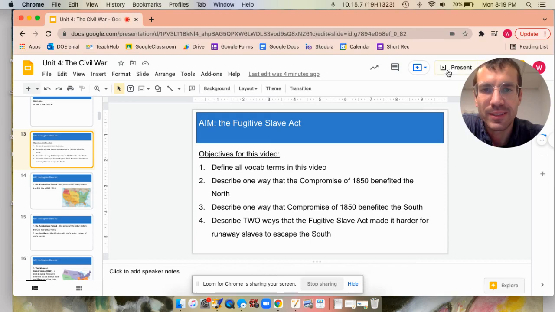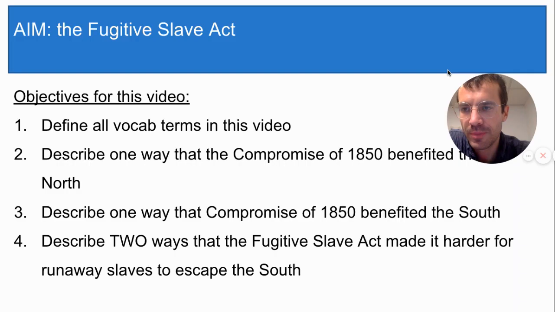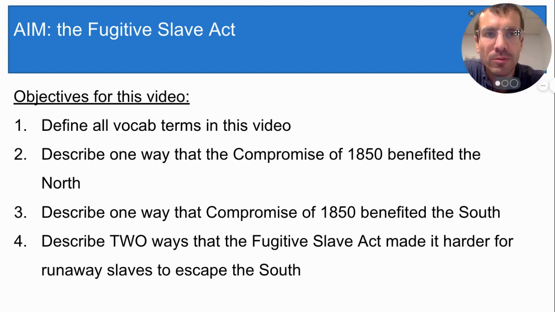Today's aim is the Fugitive Slave Act, and here are your objectives. Please pause the video, look these questions over, and get ready to copy some vocab and take some notes. Make sure that you have your vocab sheet in front of you before you continue.